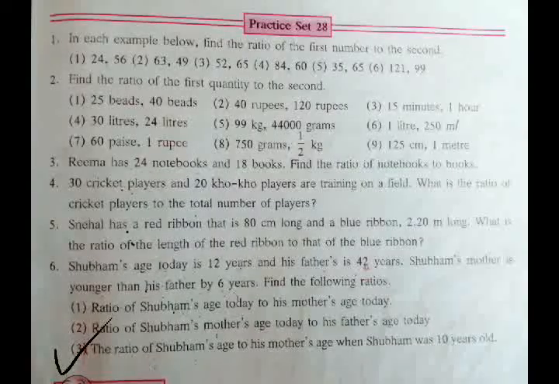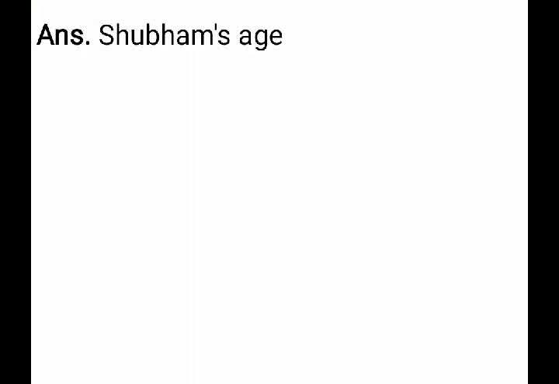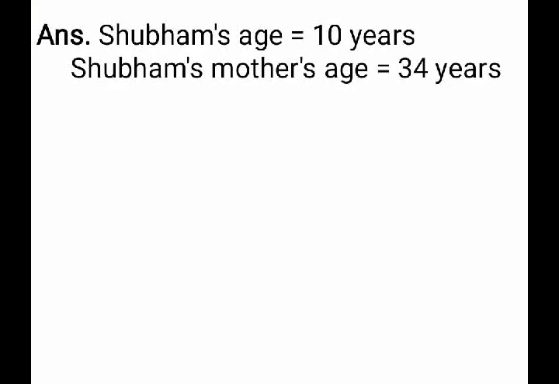The ratio of Shubham's age to his mother's age when Shubham was 10 years old. In the third ratio, Shubham's age is given as 10 years. Then his mother's age will be 34 years. Shubham's age today is 12 years. Shubham's mother's age is 36 years. If you subtract 2 from Shubham's mother's age, 36 minus 2, you will get the answer 34 years. Because in the third ratio, Shubham's age is given as 10 years, 2 years before today.